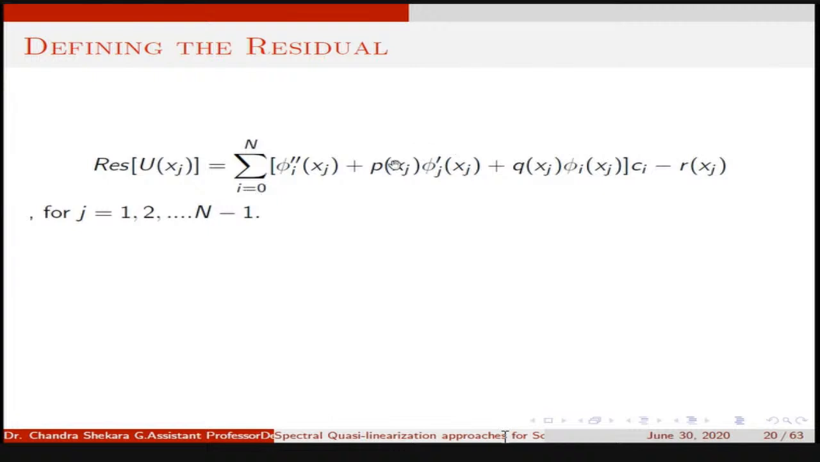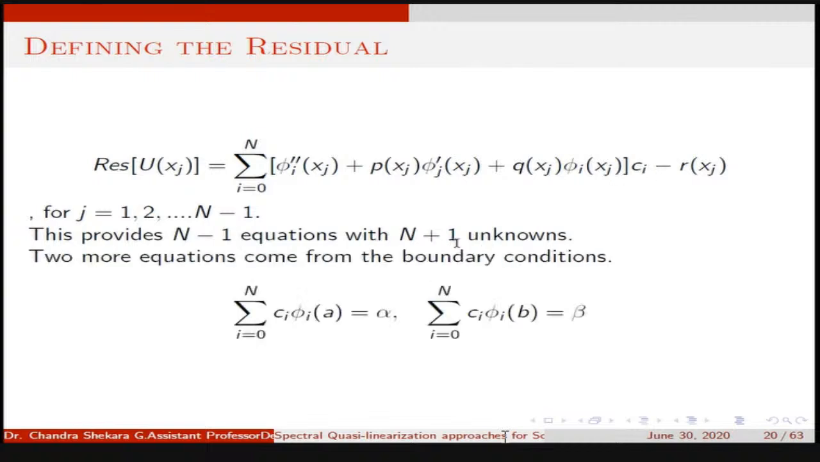Then if I expand this equation at each collocation point and expand this summation, we'll get n minus 1 equations, but the Ci are n plus 1. So there are n plus 1 unknowns, and we have two boundary conditions. From the two boundary conditions, we'll get two more equations like this. This is the left boundary condition, and this is because of the right boundary condition.